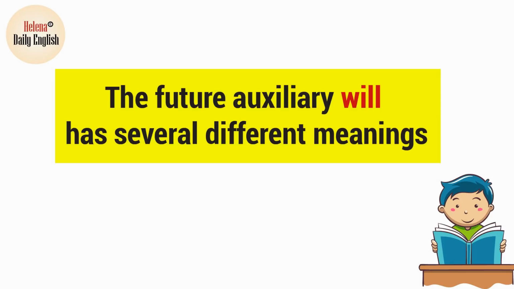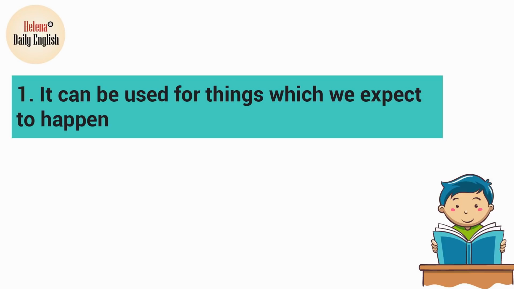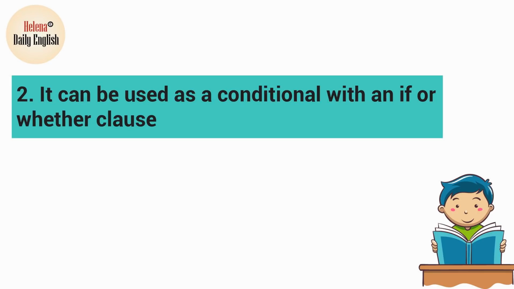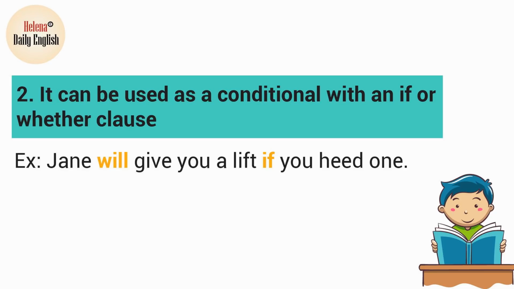The future auxiliary will has several different meanings. It can be used for things which we expect to happen. Example, he'll or he will speak to you about it tomorrow. It can be used as a conditional with an if or whether clause. Example, Jane will give you a lift if you need one.